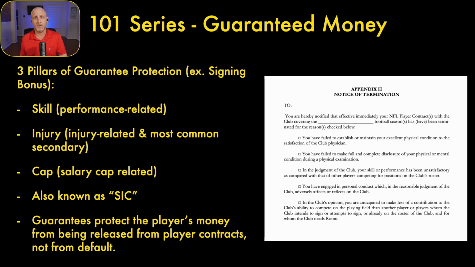You'll hear things like it's guaranteed for injury only. That means the player's salary is protected from release if he's injured when that release is attempted to be done. If it's for skill, it's not protected. But if he's got skill, cap, and injury, then it's considered fully guaranteed.